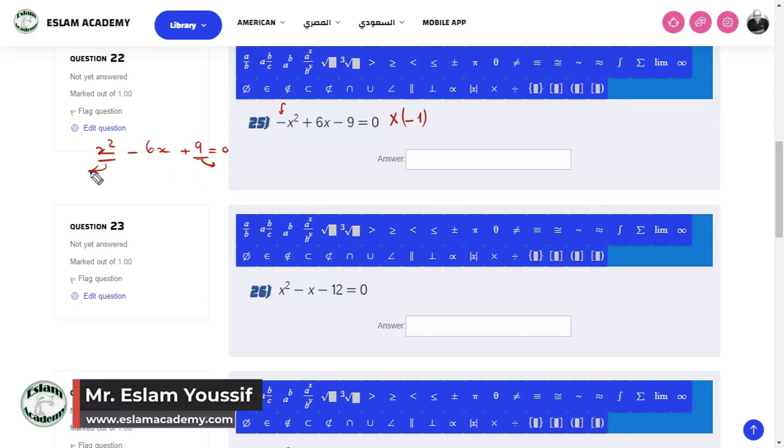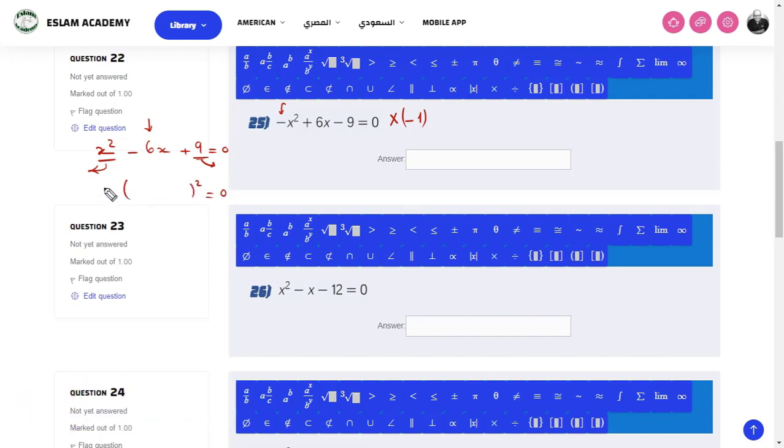If you multiply both of them, you will find that the answer will be equal to the middle. So the expression now raised to the power 2 is equal to 0. The square root of the first, which is x, with the sign of the middle, the square root of the third, which is 3. So it will be (x - 3) all to the power 2. Now x - 3 equals 0, so the square root of 0 equals 0. Then x is equal to 3.